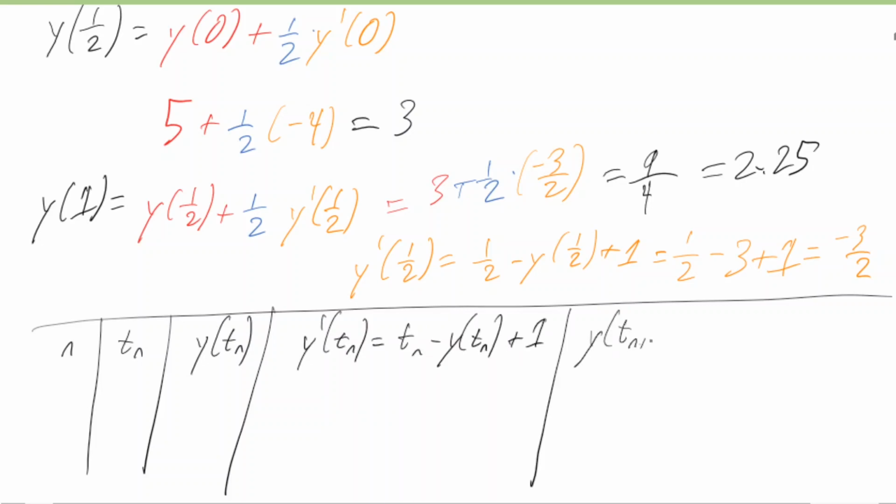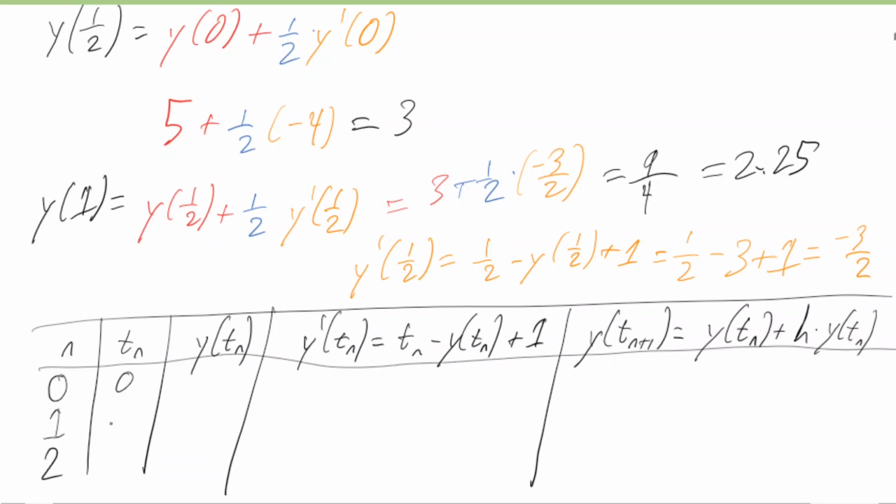So we'll go through this table and compute all of its values. So for the first row, we're looking at the 0th step where we start at t equals 0, and then we know what the y value is based off the initial conditions, and then we could compute the derivative based off the differential equation, and then we compute the next value, y of 1/2, which is 3.